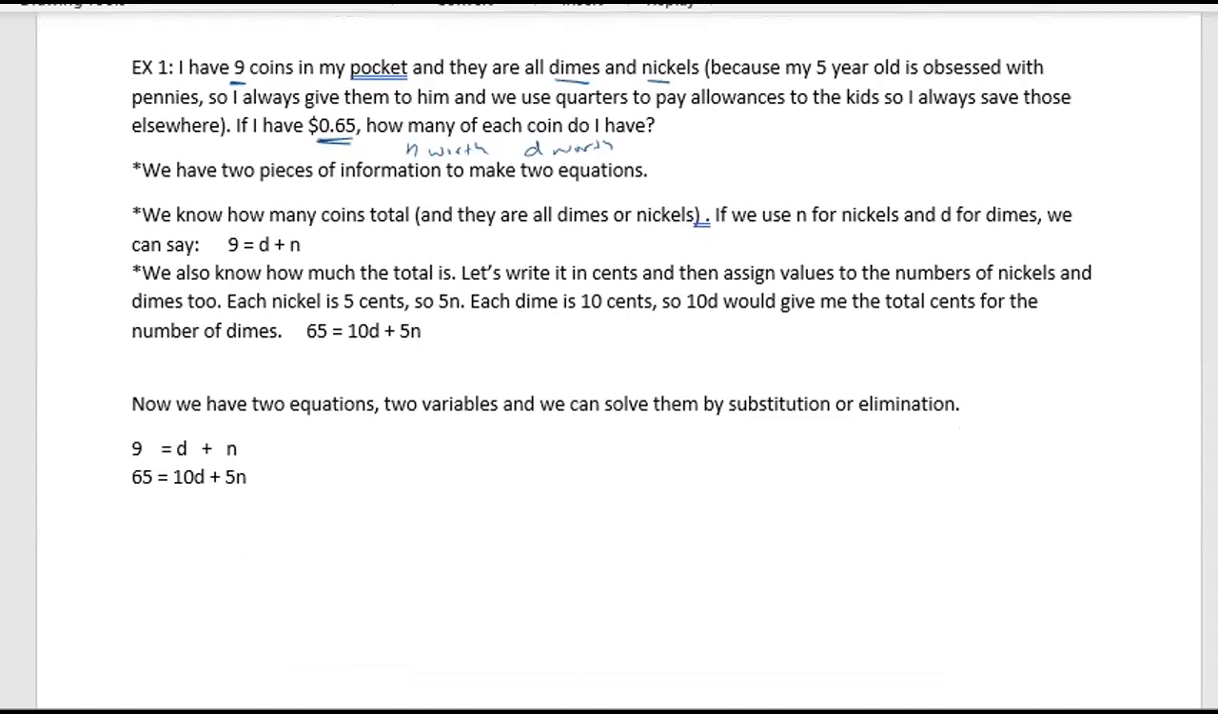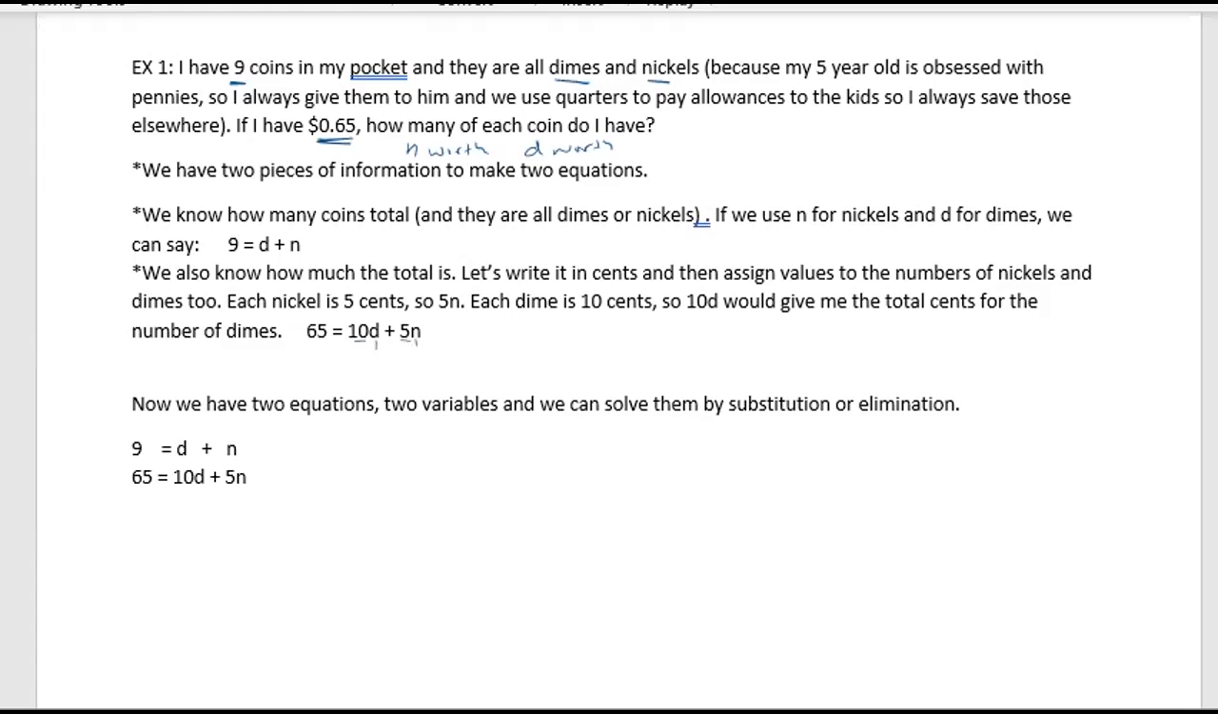Now, when I put dimes and nickels into the amount of money, I'm going to change it all to cents just because it's easier. You could make them decimals if you wanted, but that's not as fun to work with. So 65 cents, 65 whole numbers. And then a dime is worth 10 cents. So if I have 1 dime, I have 10 cents. If I have 2 dimes, I have 20 cents. So I'm multiplying the number of dimes by the value of 10 cents. So I'm going to do that with my nickels too. My nickels are worth 5 cents.